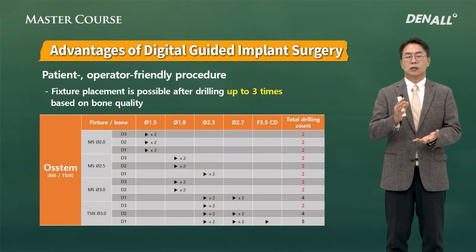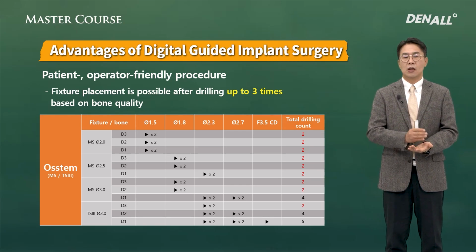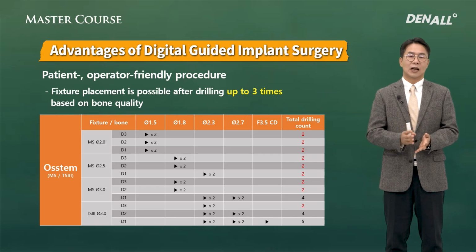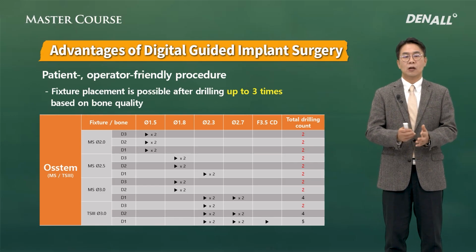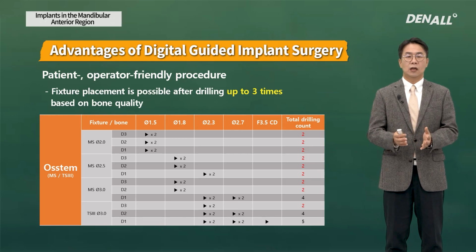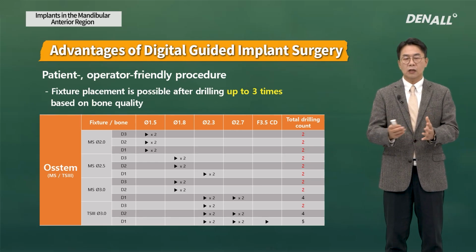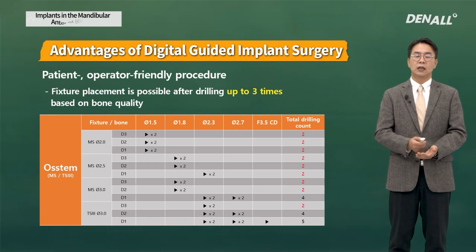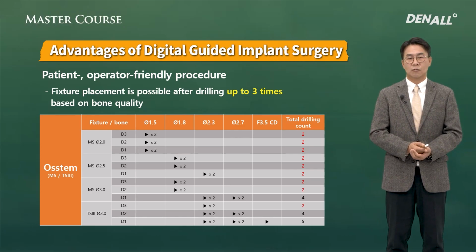OSSTEM has MS implants and TS implants. The small one, 3.0 diameter implants, can be applied in the mandibular anterior, and the number of drilling can be 5 at most and 2 as minimum, greatly reducing time and gives benefit to patients.